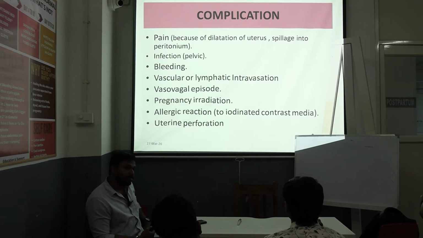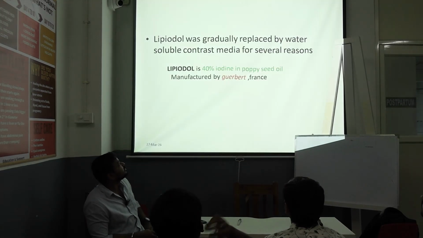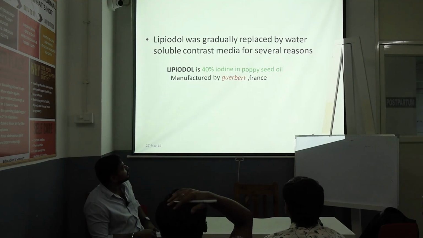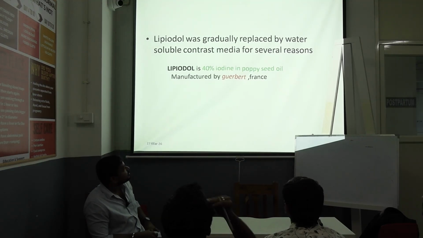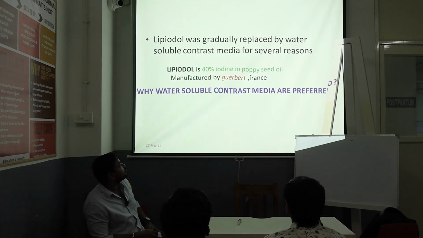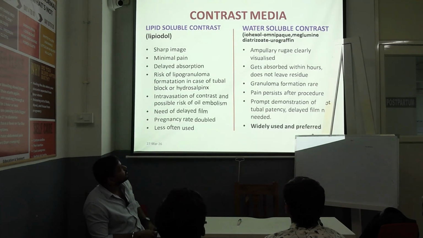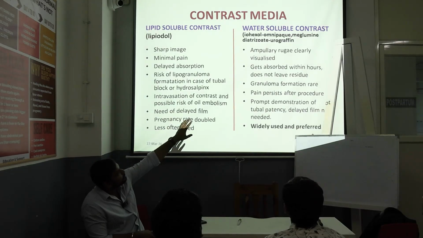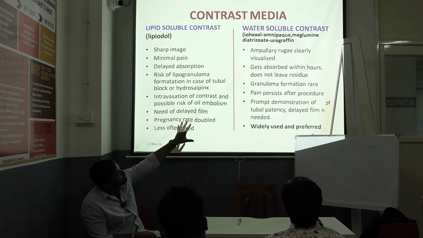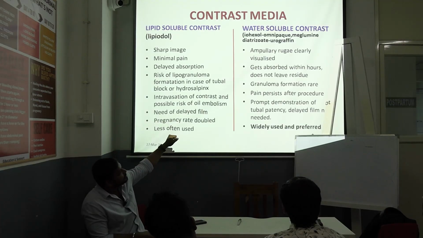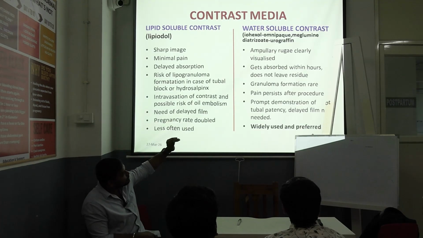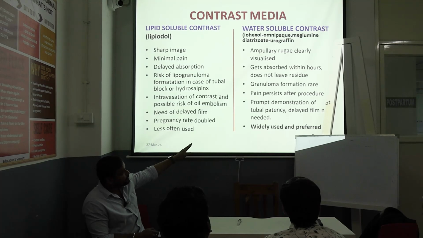Allergy to the dye, and it may cause uterine perforation. Initially they were using a lipid soluble dye called Lipiodol, okay, it has 40% iodine in poppy seed oil, manufactured by Gilbert. Now we are using a water soluble contrast media, that is Iohexol. You must know that only. Why do we use Iohexol? Because ampullary rugae are visualized clearly, there is no granuloma formation, pain is there but less, and the demonstration is easy and clear.